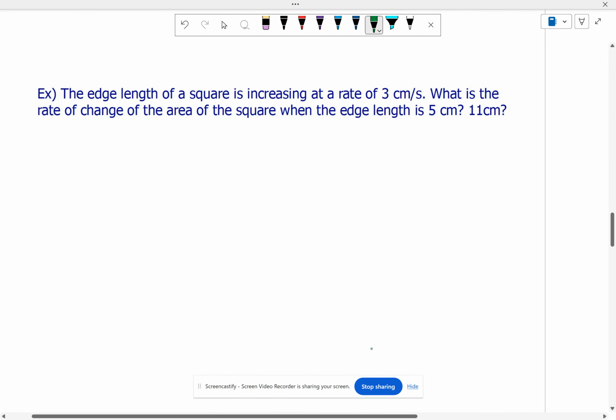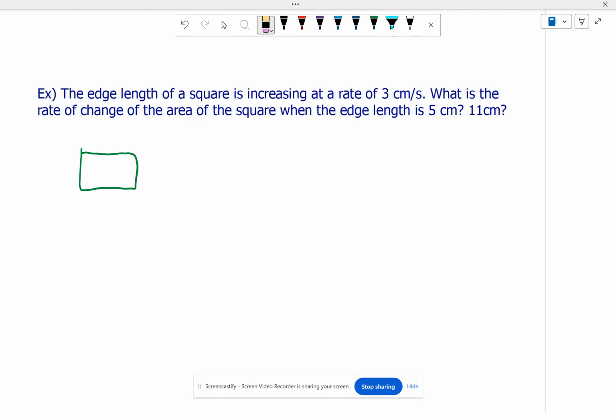The edge length of a square is increasing at a rate of 3 centimeters per second. What is the rate of change of the area of the square when the edges are 5 centimeters and 11 centimeters? Let's do that one. So we have a square, and the edge lengths are changing. I'm going to call the edge lengths S for sides. Now the rate of change of the sides is 3 centimeters per second, so they're getting bigger at that constant rate. So ds/dt is increasing, so it's positive, 3 centimeters per second.